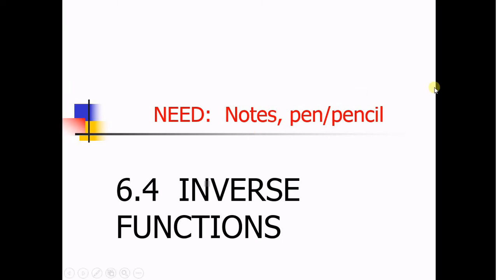Hello, ladies and gentlemen. So today we're going to look at inverse functions, which you're going to want to have on you, the notes I gave you, and then a pen or a pencil.